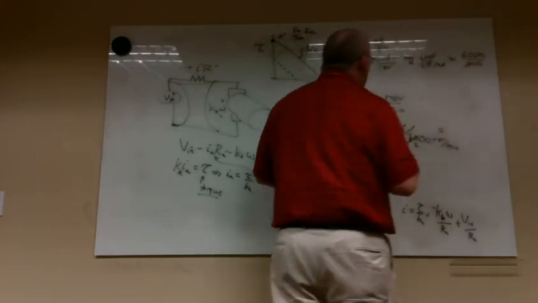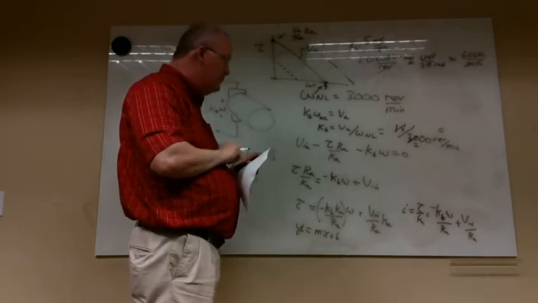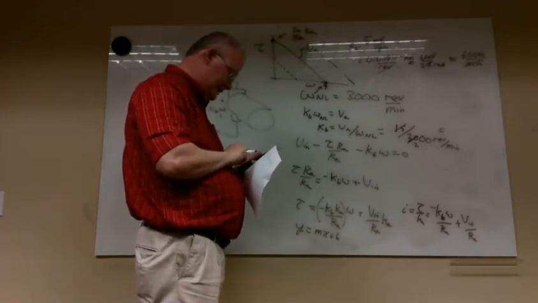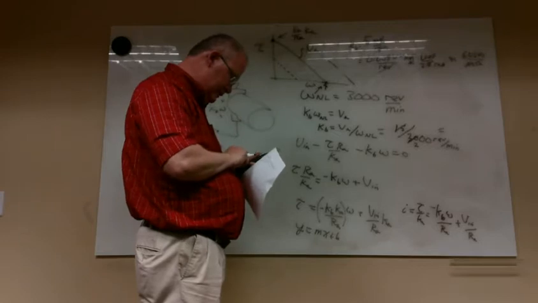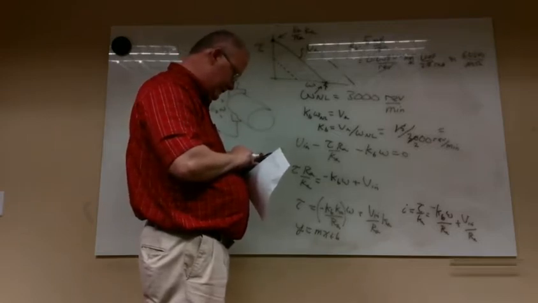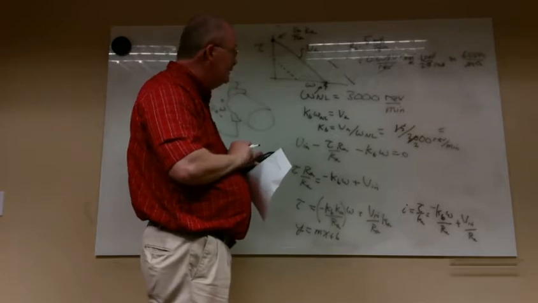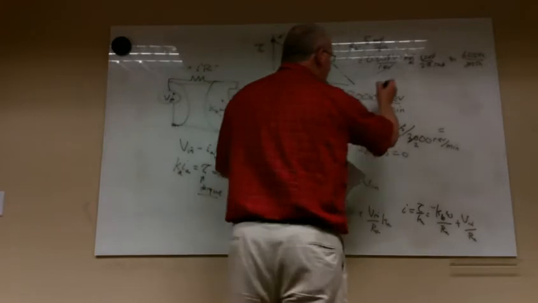And so what I'll get in that case is 0.005 enter, 60 times, divided by 6.28, and we get 0.0477.